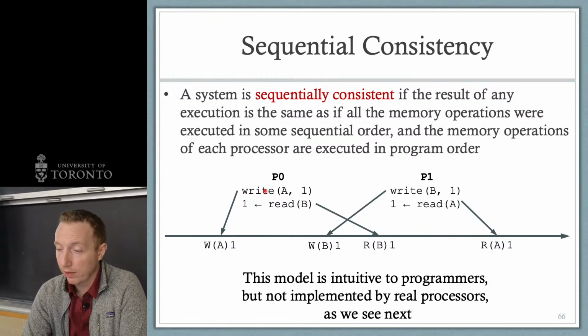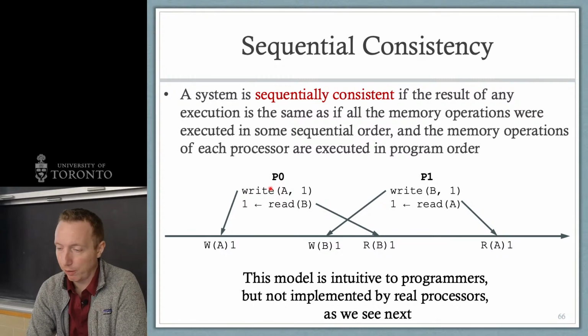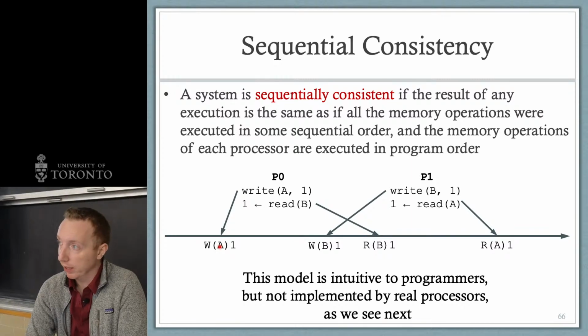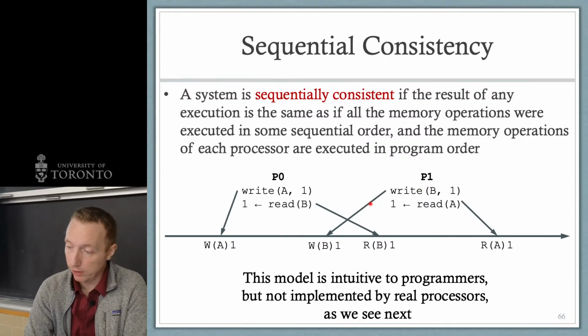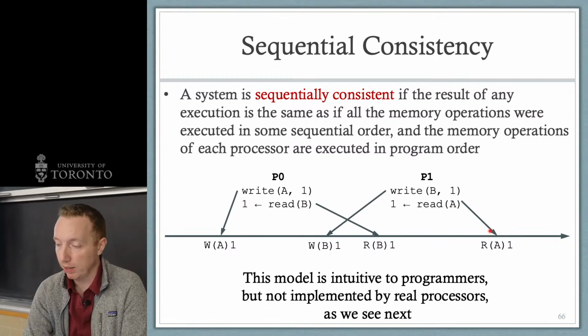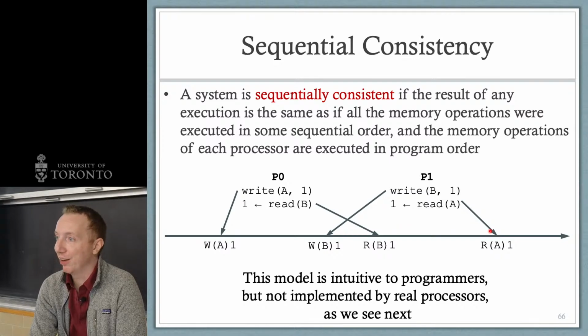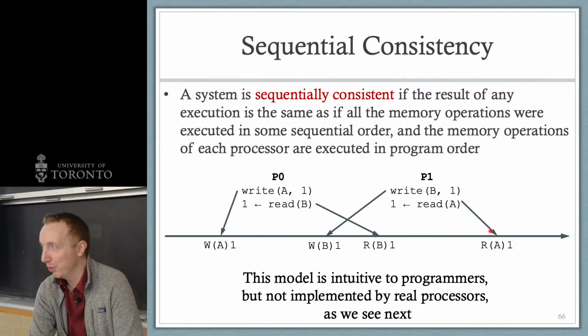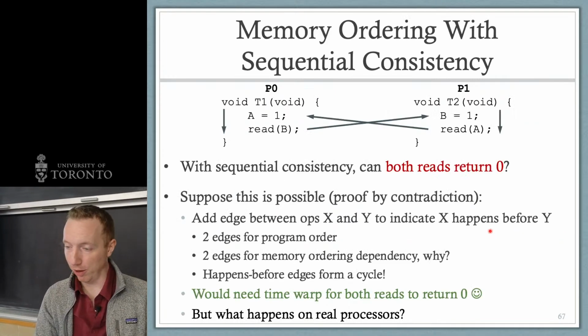So in this case, if P0 executed first and updated the value of A, then A would be equal to 1. Then if P1 executed and wrote the value of 1 to B, B should be updated to 1. So now if P0 reads B, it should get 1, and if P1 reads A, it should get 1. We'll see that this is not true. You would like this to be true, but it is absolutely not true because it's way too slow.